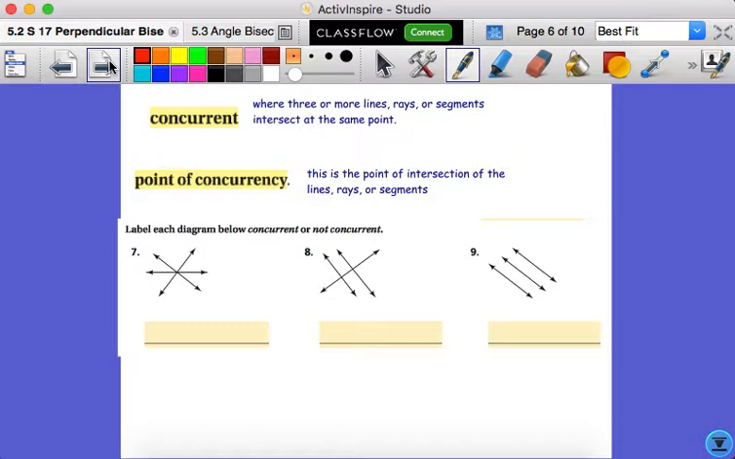So throughout this unit, the word concurrent is going to be really, really important. So a concurrent point is a point where 3 or more lines intersect. So a point of concurrency is where 3 or more lines intersect. So if you look at this picture here, it is the only one that is concurrent, meaning they all meet at that one point. 8 and 9 are not, because they meet at 2 different points here, and they don't intersect at all in picture 9. So picture 7 is the only one that is concurrent.